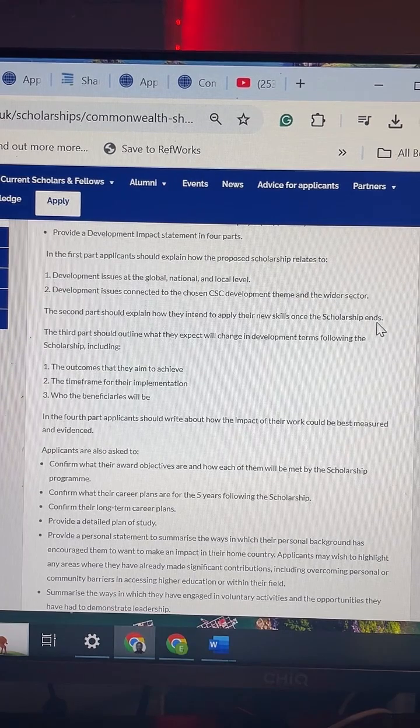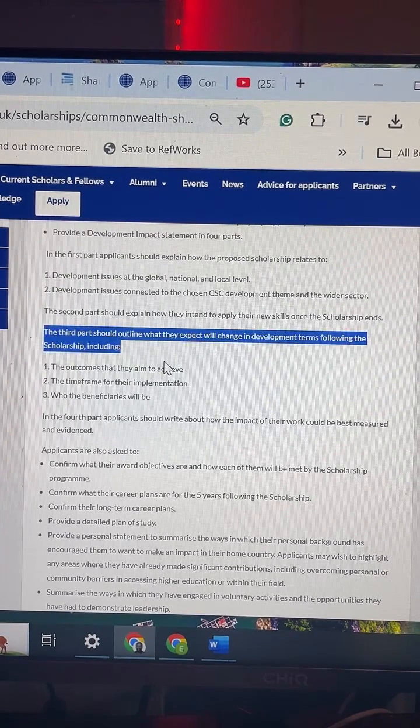And then the second part should explain how they intend to apply the new skills once the scholarship ends. So for you to be able to mention to them that you are coming to do this master's, and after your master's you'll be gaining these skills and this knowledge. And once you return to your home country, this is how you're going to utilize these skills that you've gained.